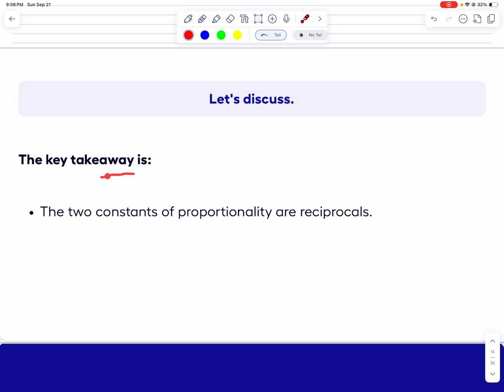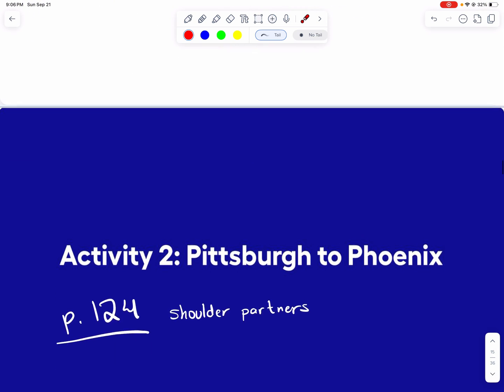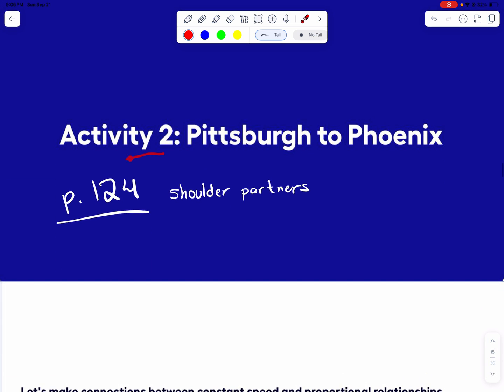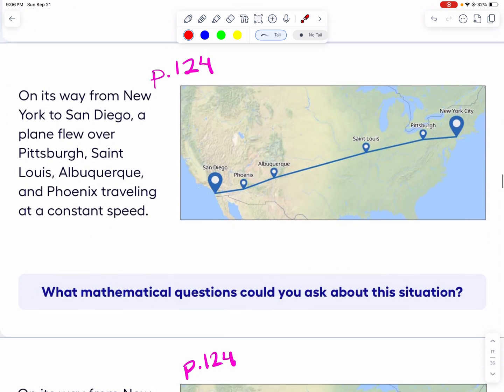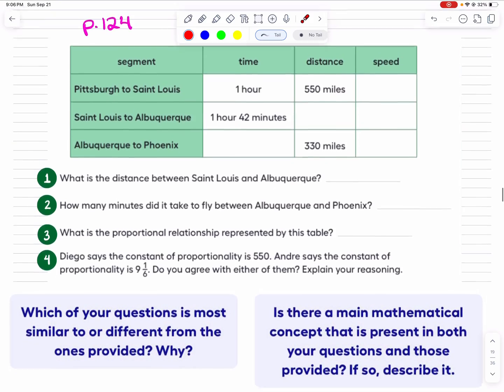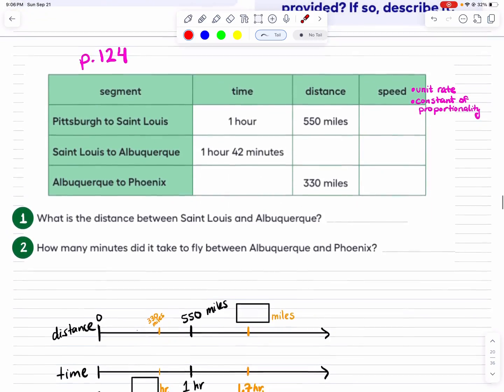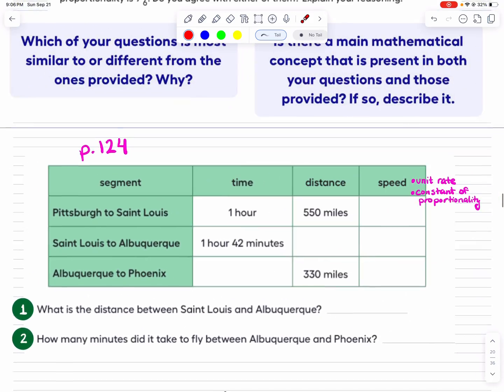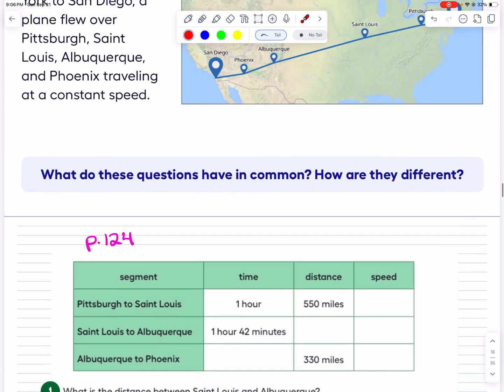So key takeaways here. The two constants of proportionality are reciprocals of each other. Awesome. We have activity 2, Pittsburgh to Phoenix. Let me skip this part. Where's the map? There it is.